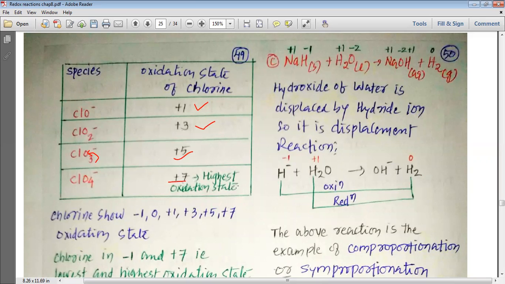Now this plus 7 is the highest oxidation state for chlorine, because chlorine shows minus 1, 0, plus 1, plus 3, plus 5, plus 7. These are the various oxidation states chlorine can exhibit, and that is why plus 7 is the highest oxidation state, whereas minus 1 is the lowest oxidation state. So when chlorine is in minus 1 or plus 7 oxidation state, it cannot show disproportionation reactions.